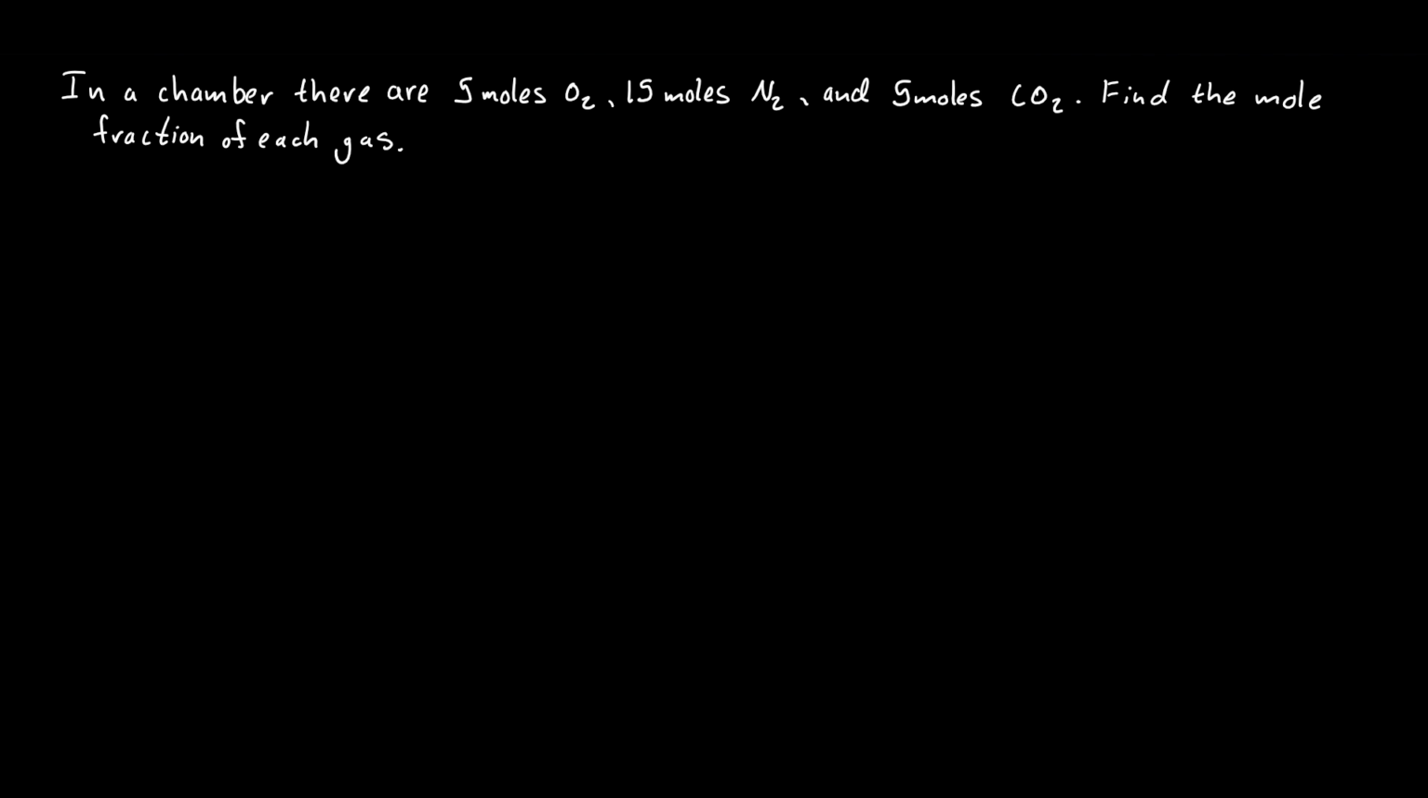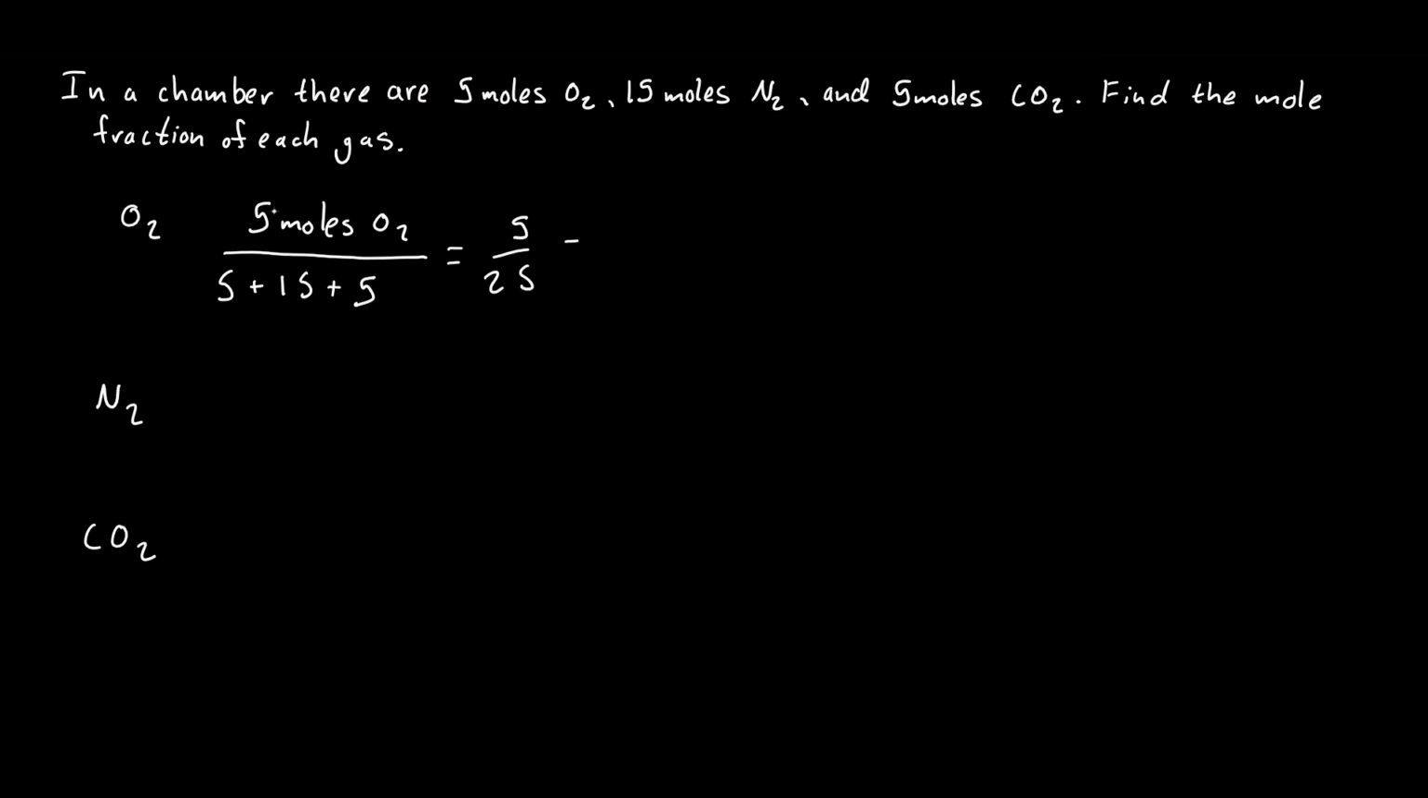The next example: in a chamber there are 5 moles of O2, 15 moles of N2, and 5 moles of CO2. Find the mole fraction of each gas. So we want to solve for O2, N2, and CO2. And so our mole fraction is the moles of the solute divided by the total moles. So for O2, we have 5 moles of O2, and then we have 5 moles of O2 plus 15 moles of N2 plus 5 moles of CO2, which is 5 over 25. And these are often written as decimals, so our mole fraction would be 0.2 oxygen.